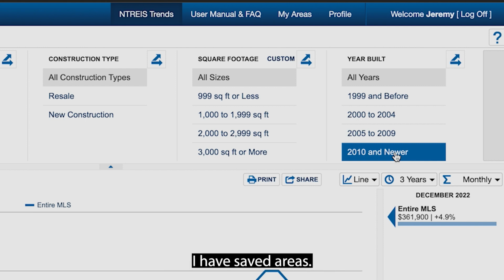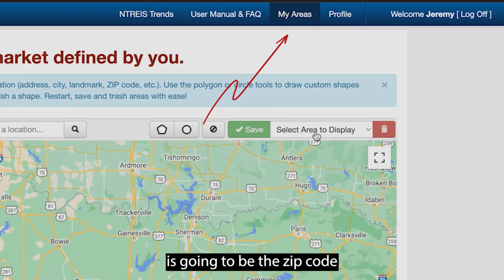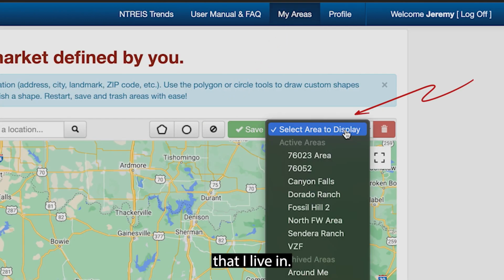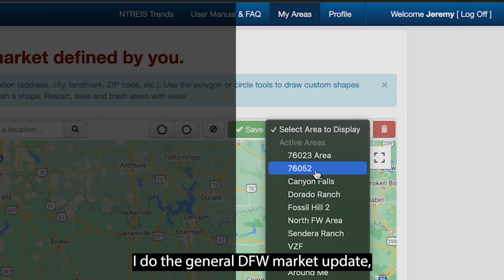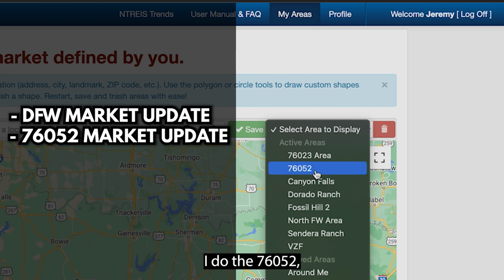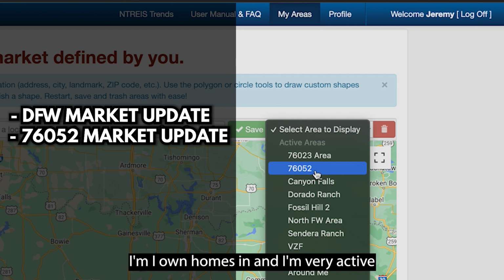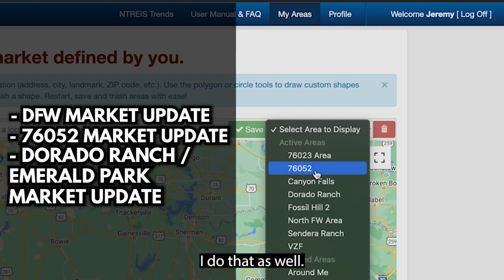Now I have saved areas. So one area I'll talk about is going to be the zip code that I live in. So I do 3 market updates every month. I do the general DFW market update, which is all of the data. I do the 76052, which is the zip code where I live. And I do a community that I own homes in, and I'm very active in this community. It's called my farm area. I do that as well.